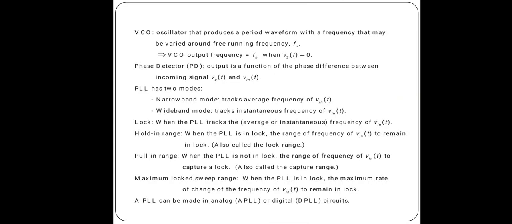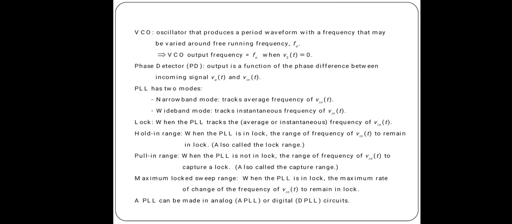The VCO is an oscillator that produces a periodic waveform with a frequency that may be varied around the free running frequency. The phase detector output is a function of the phase difference between the incoming Vin and V0. PLL has two modes, narrow band and wide band. Narrow band tracks the average frequency, wideband tracks the instantaneous frequency.